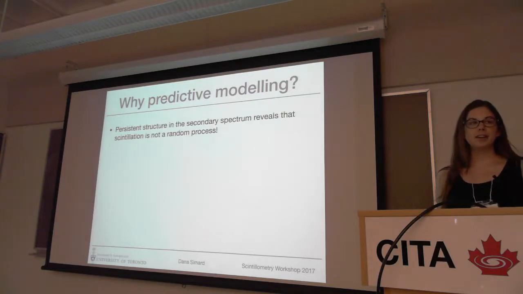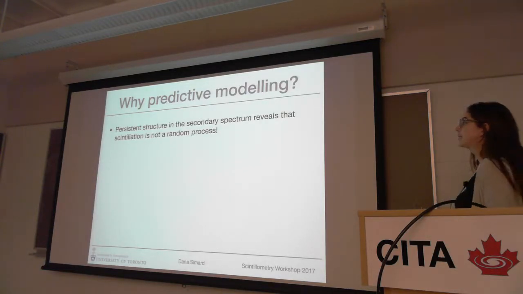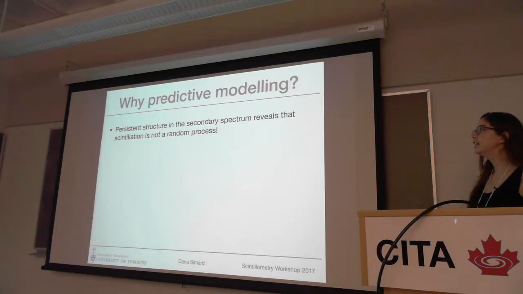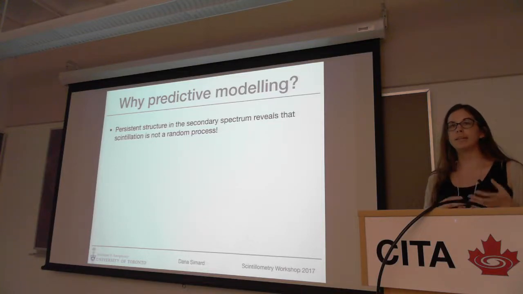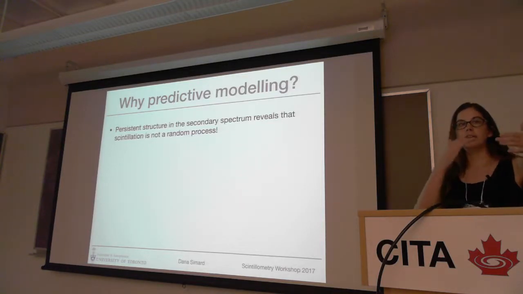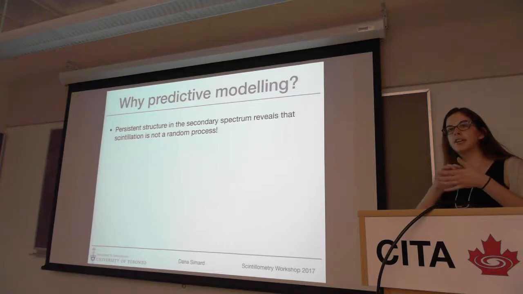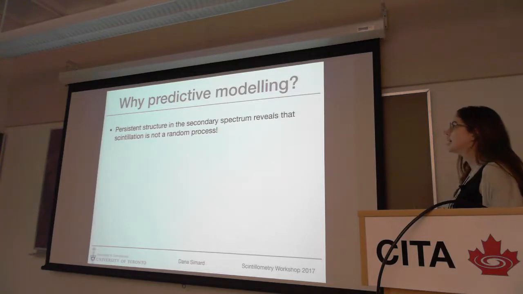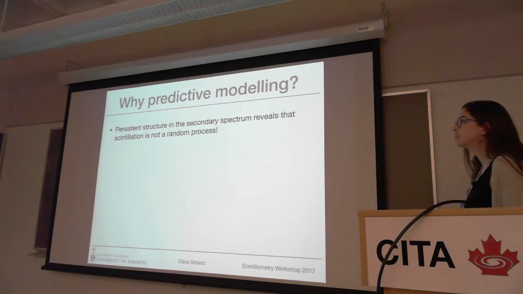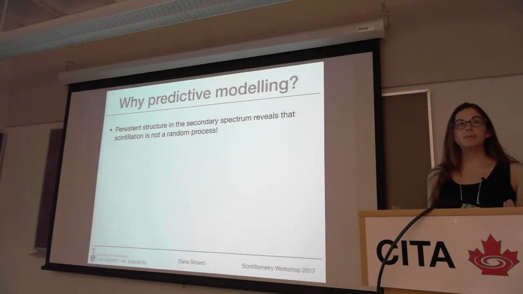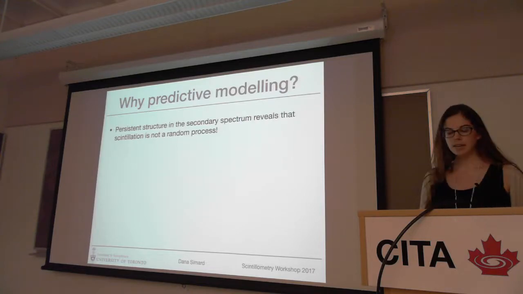As you've already heard, especially in the first talks, we see that there's persistent structure in the secondary spectrum, and some of the early work done by Alex Hill and Dan Steinberg and others shows that we see substructure in the secondary spectrum that actually lasts for the whole time that the pulsar takes to traverse across that structure. And so that means that at least some of the scintillation that we're seeing isn't completely random, and we have the potential of actually predicting it and modeling it.